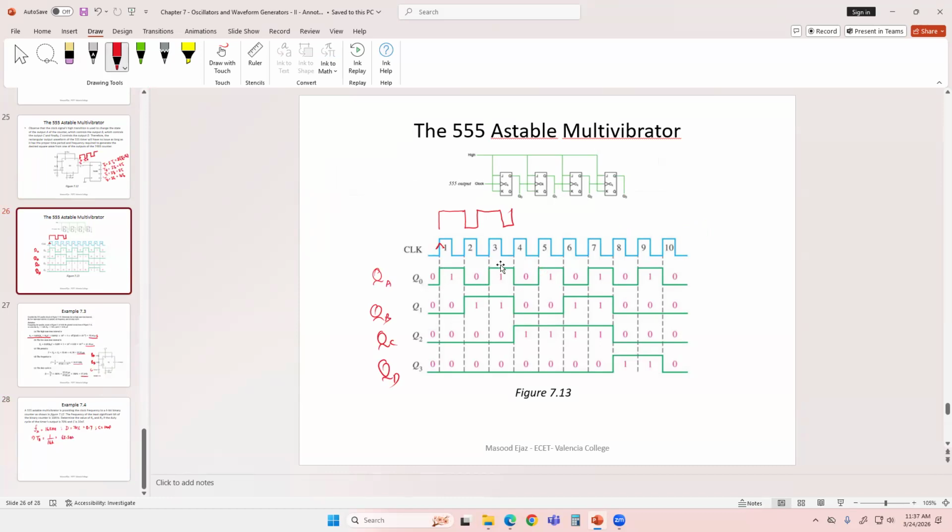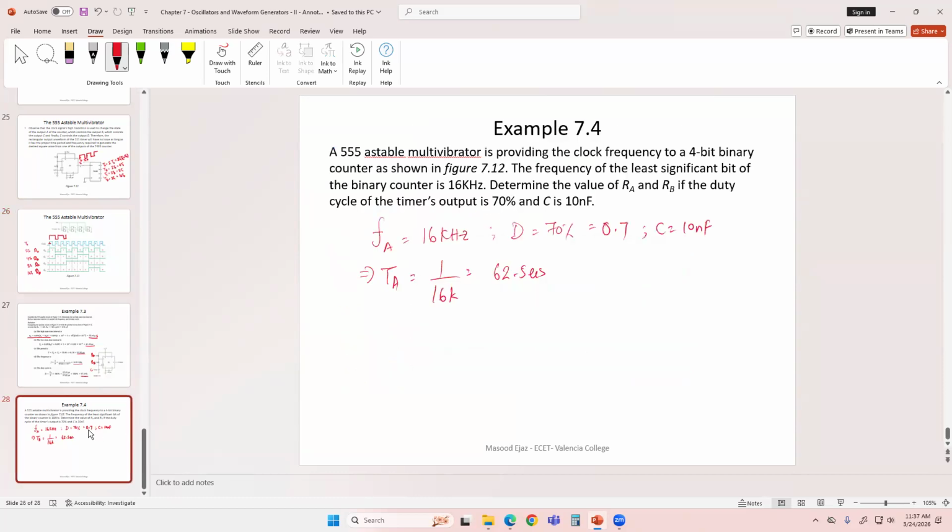Now observe that the time period of the output of the 555 timer is half of that, because the time period keeps increasing along the counter. This is the output of the 555 timer, T out. This is 2T out. This is 4T out. This is 8T out, and this is 16T out. So this is 62.5 microsecond. That means the time period of the 555 timer output will be half of TA, which will be 31.25 microsecond.